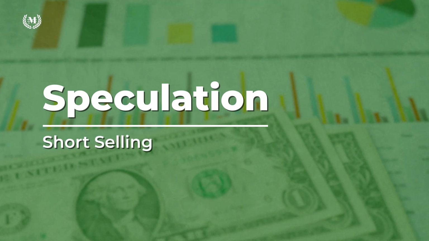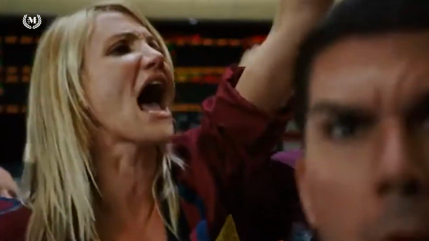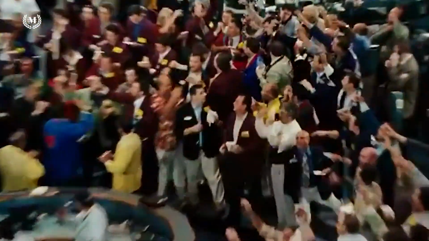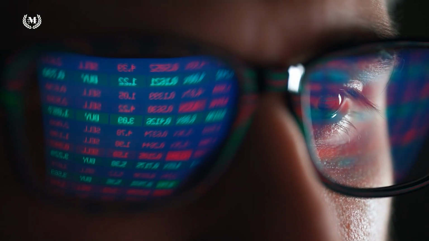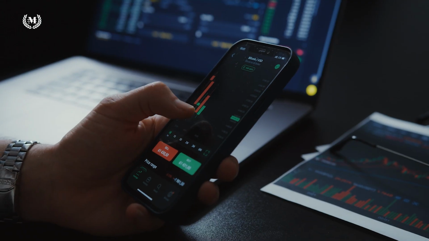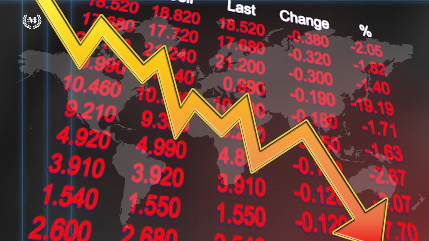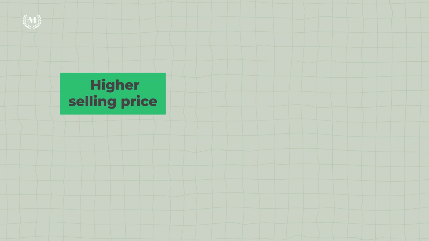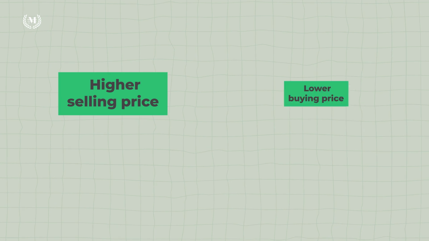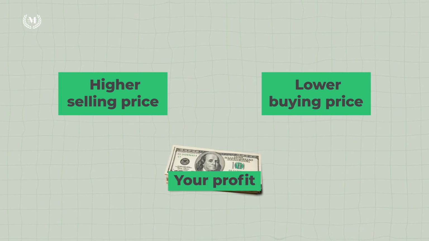Now, short selling. Imagine you think a company's stock price is going to drop. Instead of buying the stock and hoping it goes down, which would be a loss, you can actually bet against it. This is called short selling. Here's how it works. You borrow shares of the stock from someone, like a broker. Then you sell those borrowed shares. If the stock price drops, you buy back the shares at the lower price and return them to the person from whom you borrowed. The difference between the higher selling price and the lower buying price is your profit.